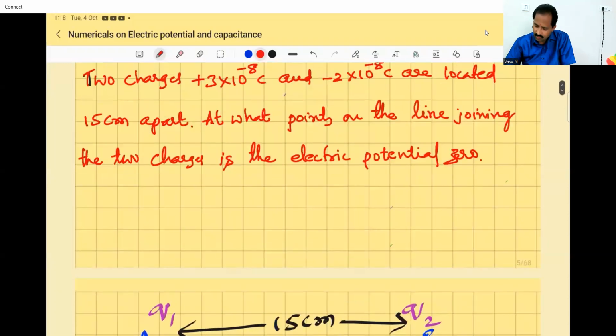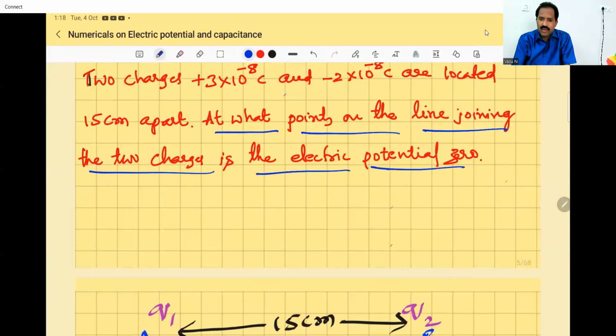Look at that question. At what points on the line joining the two charges is the electric potential 0? Now two cases arise. One is when the point lies within the two charges along the line joining. And another case is when the point lies outside, near the weaker charge. So there are two possibilities. We can find the potential 0 at 2 points. One is the point lying within the line joining the two charges, and another point is lying outside the line joining and nearer to the weaker charge.